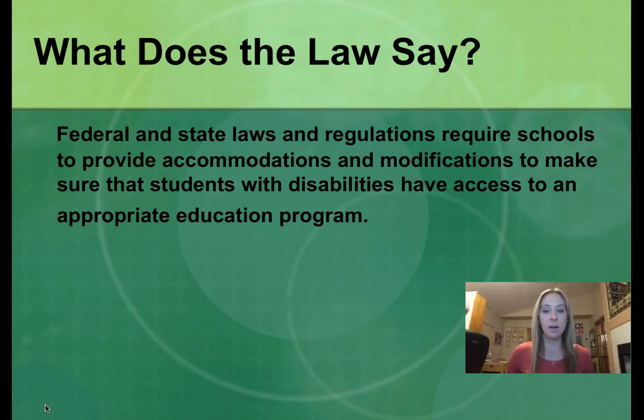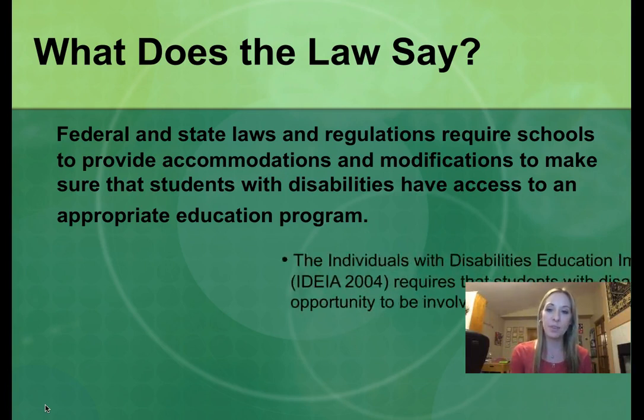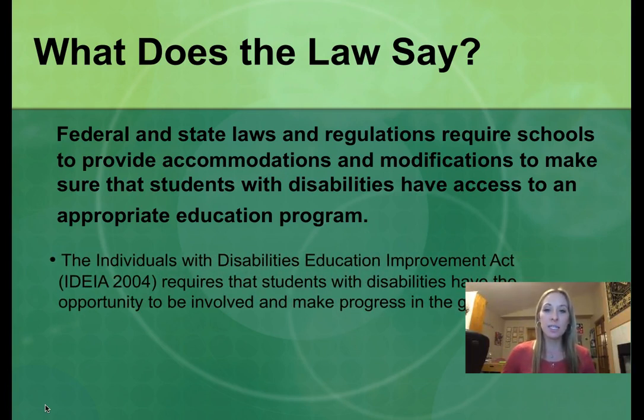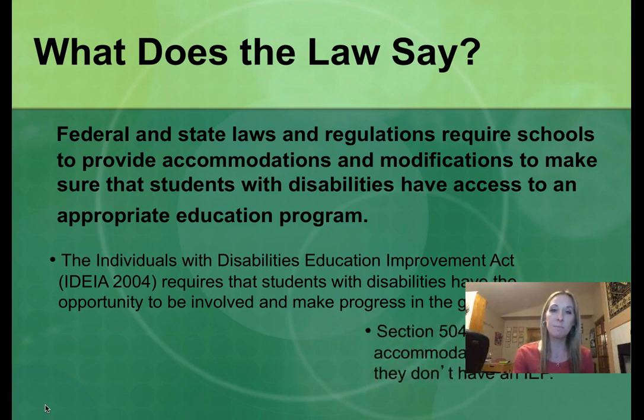So one of the first things to talk about when it comes to accommodations and modifications is to look at what the law says. The federal and state laws and regulations require schools to provide accommodations and modifications to make sure that students with disabilities have access to an appropriate education program. So basically, the Individuals with Disabilities Education Improvement Act, which we know mostly as IDEA, requires that students have the opportunity to be involved and make progress in the general education curriculum. So basically, accommodations and modifications are what allows and provides students with disabilities the opportunity to participate in a meaningful way and to meet their goals that are designed in their IEPs.